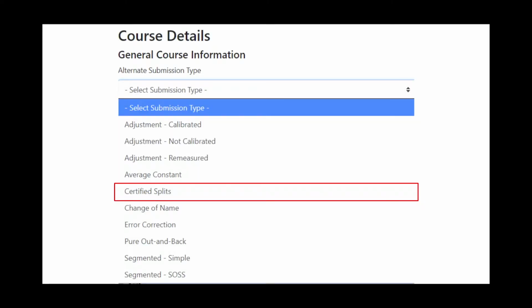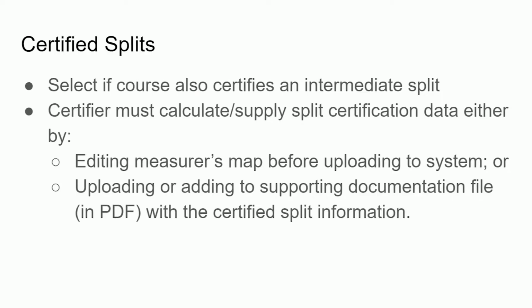Certified splits. This category is selected when, in addition to the total distance of the course, an intermediate split is certified. The certifier calculates the straight line distance, drop, and separation for each certified split outside the system and must either edit the map before uploading it to the system or create a separate PDF file with the certified split information for uploading to the supporting documentation field of the LDE form.